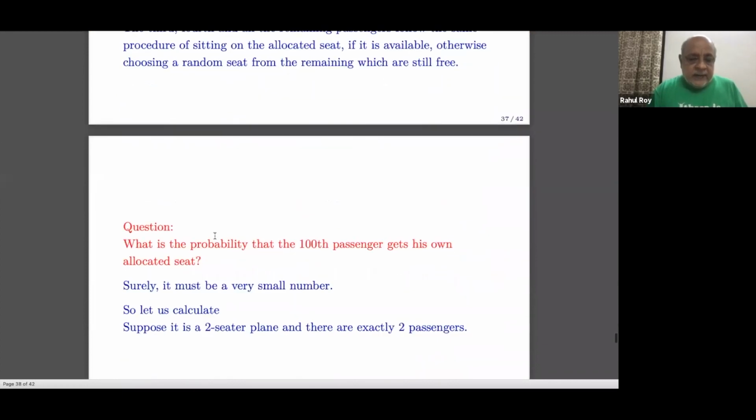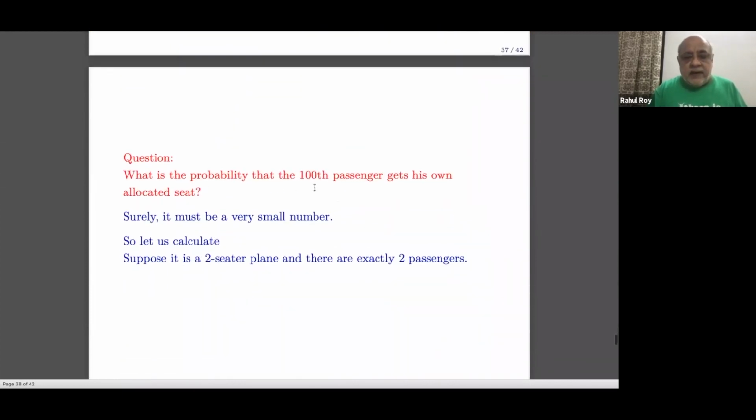The question is, what is the probability that the 100th passenger, in other words, the last passenger, gets his own allocated seat? It must be very small, right? Because if the first passenger loses and goes and sits somewhere else, and the second passenger can go and sit, but there are 100 passengers, so the answer should be very small. But let us calculate and see that it is not actually.